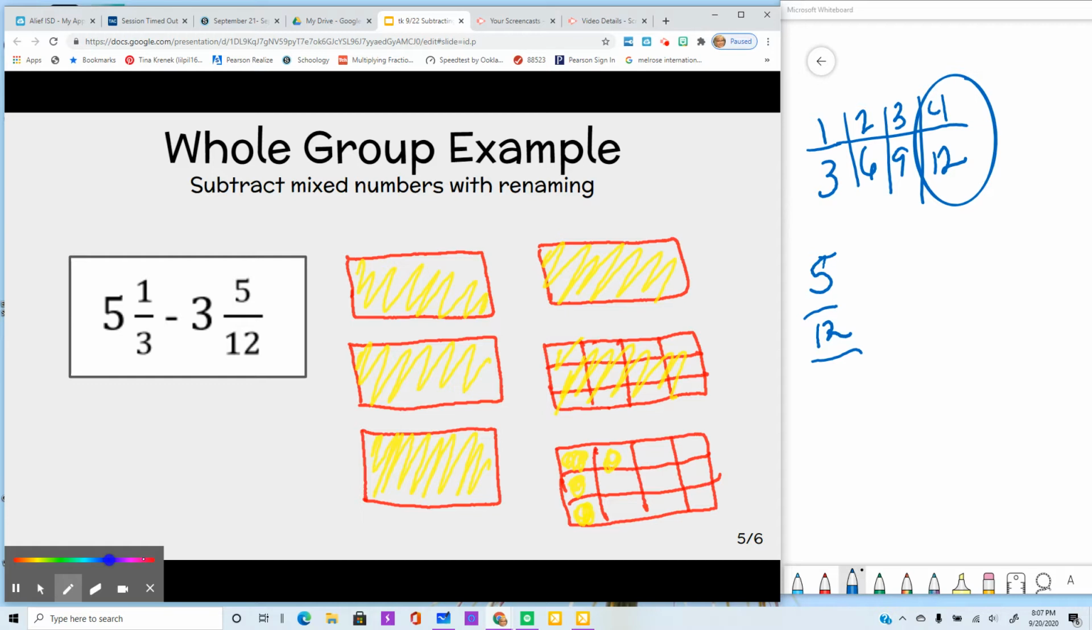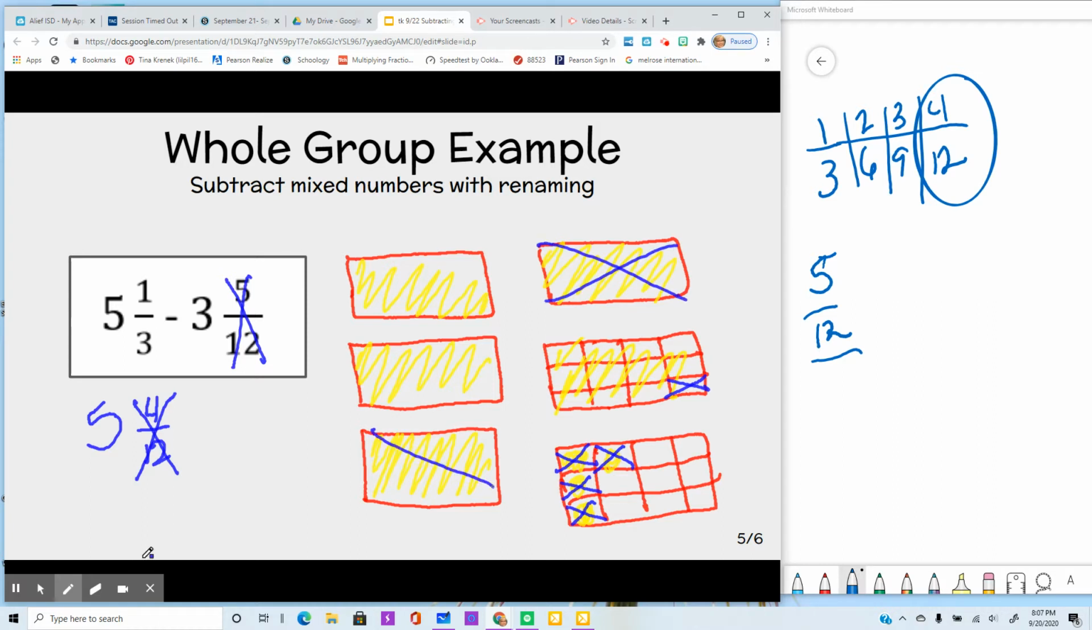So if I take away 5/12, 1, 2, 3, 4, 5. So my 5 and 4/12, I've eliminated the fractional part. Now I can take away the 3. So 1, 2, 3. What do I have left? Well, I took 1 of the 12ths away. So that gives me 11/12, and then I still have 1 whole. So my answer is 1 and 11/12.